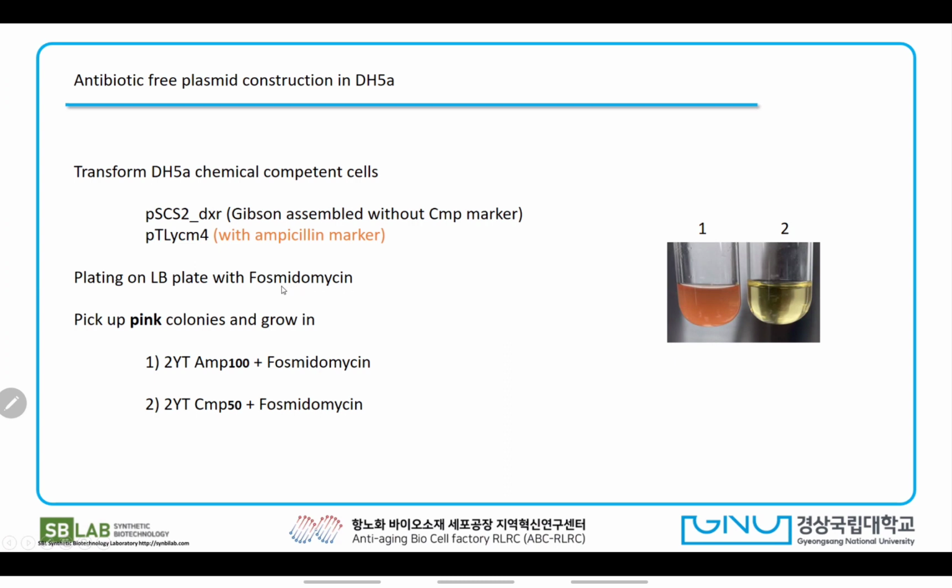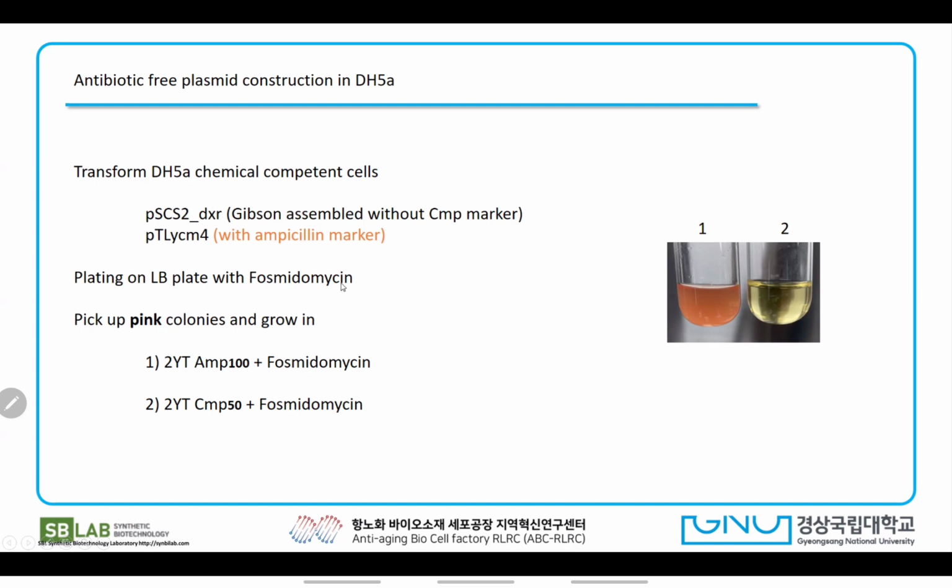So if the organism, our E. coli DH5 alpha, is in the presence of phosmidomycin, it should not be able to survive unless this PSCS with DXR is functional. If this mevalonate pathway is functional, in that case our DH5 alpha will be able to survive on the phosmidomycin-containing plate.